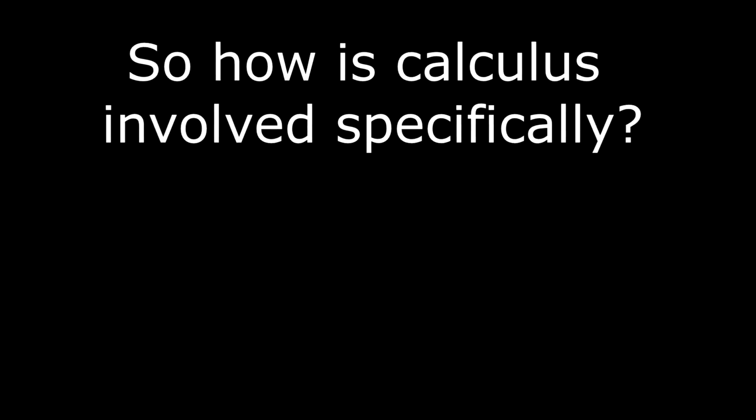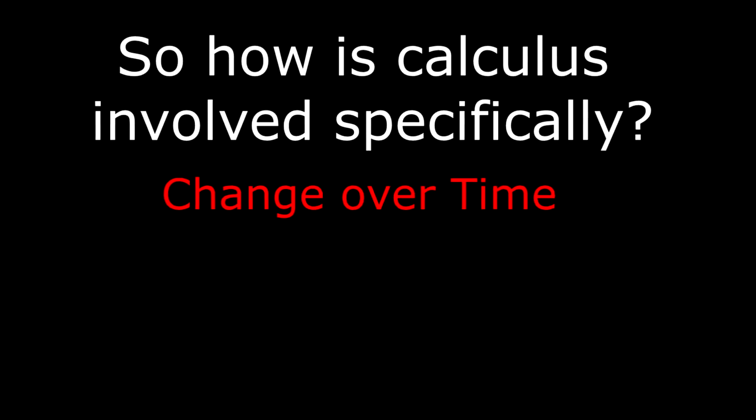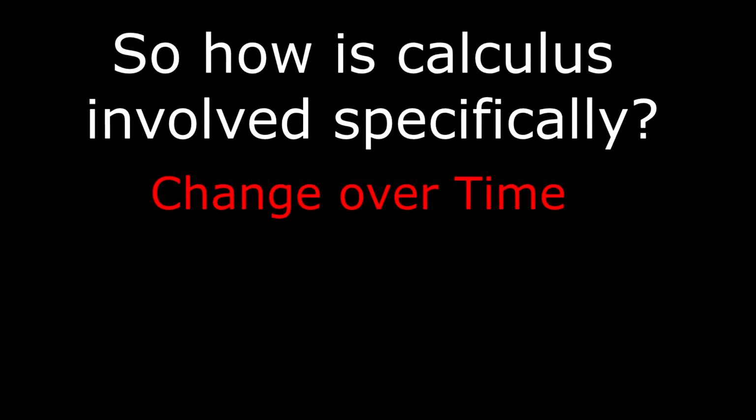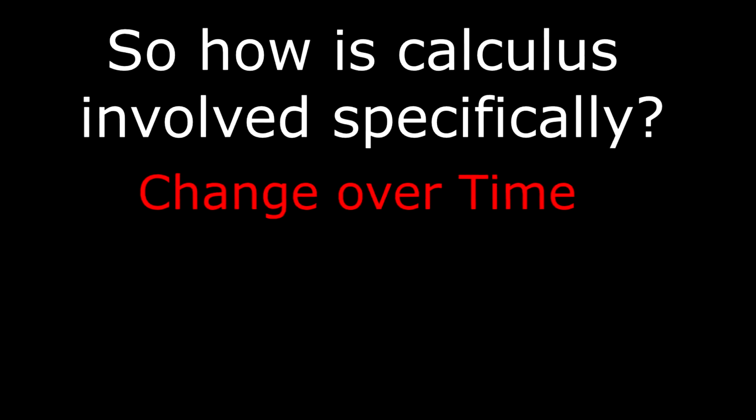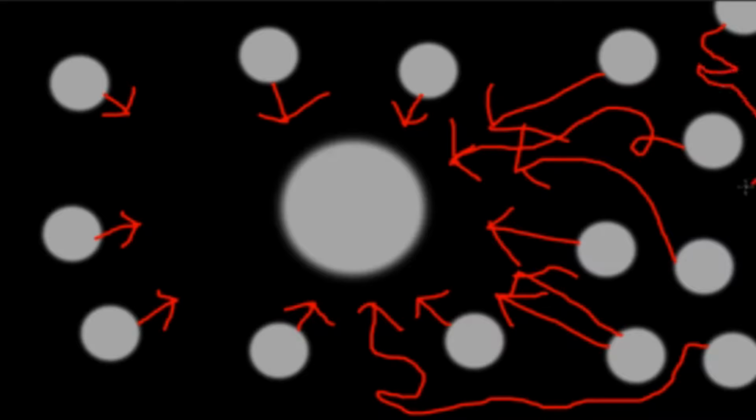So how is calculus involved specifically? Well, calculus is all about change, or change over time. And physics engines focus primarily on rates of change, and they constantly use differential calculus and integral calculus. These rates determine the velocity and acceleration vectors of a particular particle, and the block of code being constantly looped is updating these vector values billions of times a second.